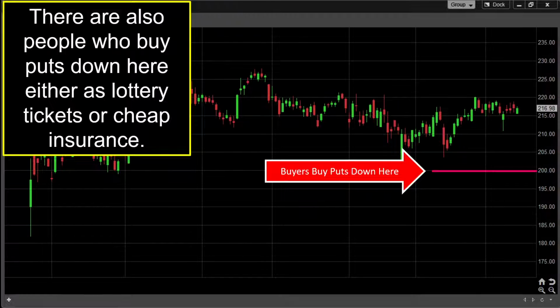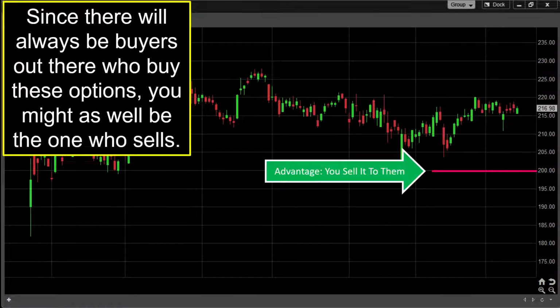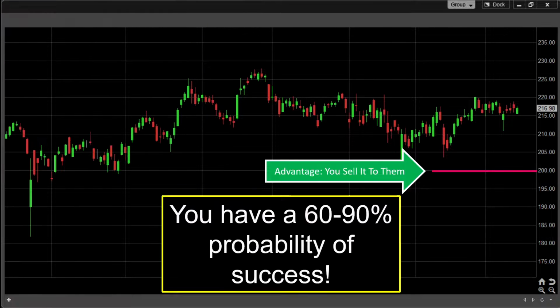Or maybe they own the stock and they're buying what's called a protective put. Doesn't matter why they do it. There's always going to be people out there buying these options. You may as well be the one who sells it to them. Because when you sell these options, they have a built-in 60 to 90% probability of success.